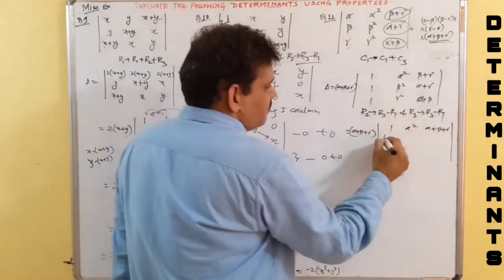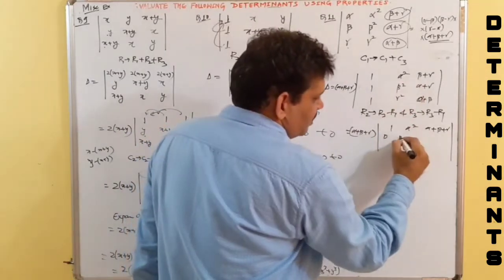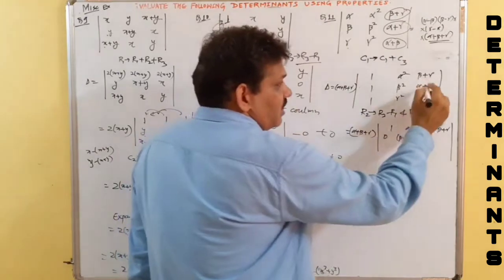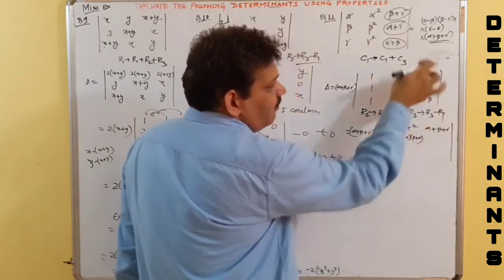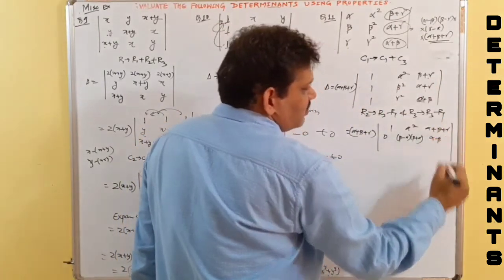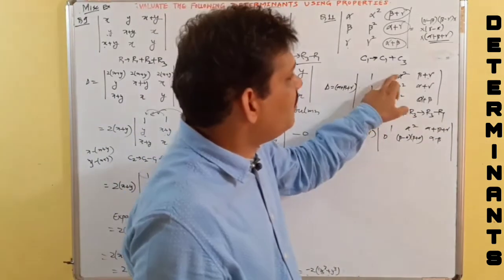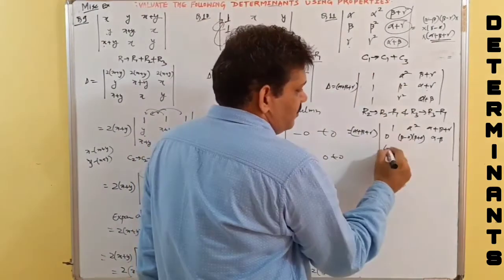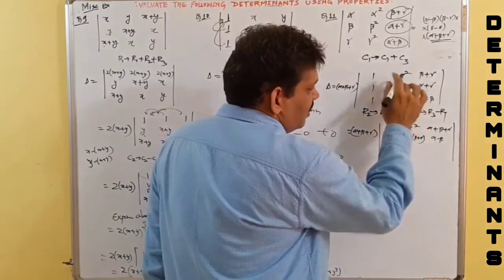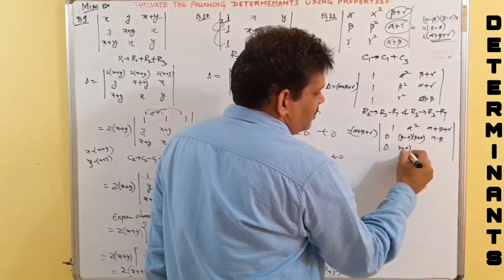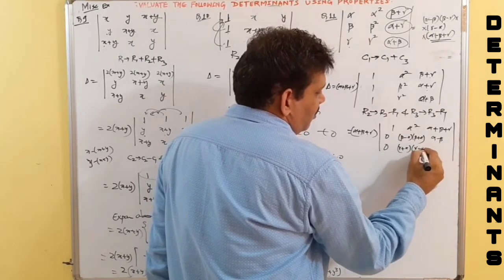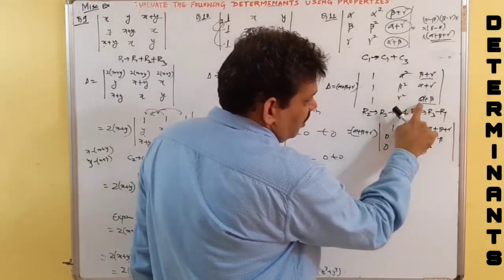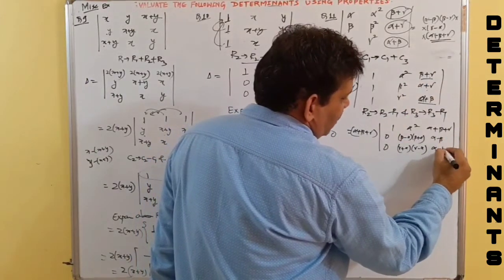Let's see, 1 minus 1 gives me 0. Beta square minus alpha square gives me beta minus alpha into beta plus alpha. This minus this, gamma will be cancelled out. Alpha minus beta. See, here is beta minus alpha, but here we are getting alpha minus beta. Again, 1 minus 1 will give me 0. Gamma square minus alpha square will give me gamma plus alpha into gamma minus alpha. This minus this, simply beta will be cancelled out. Alpha minus gamma.